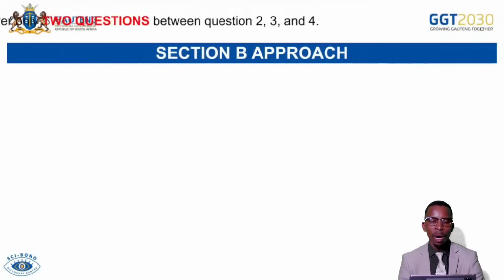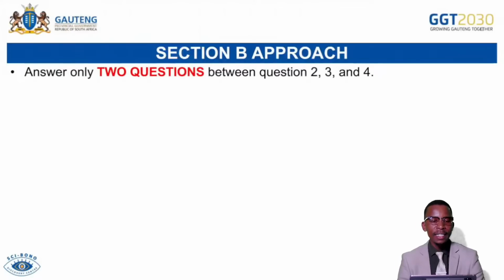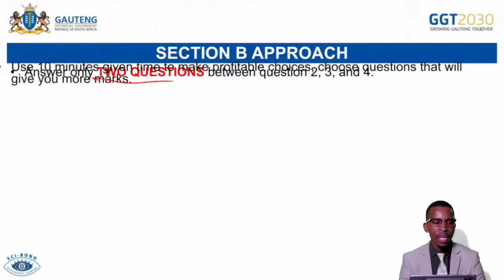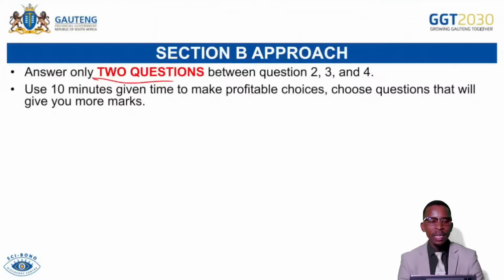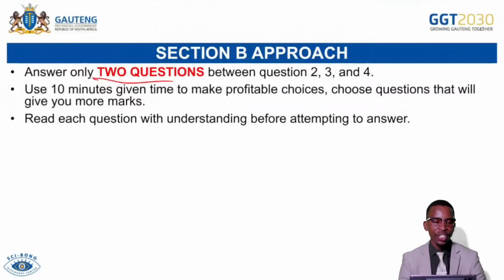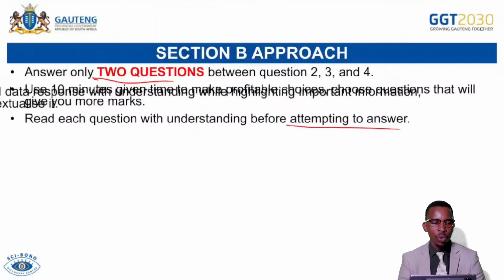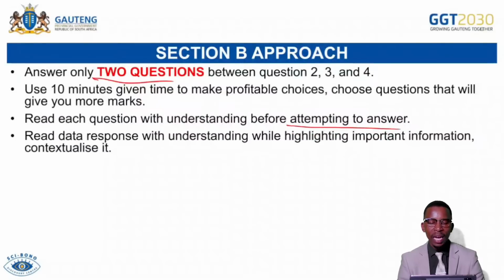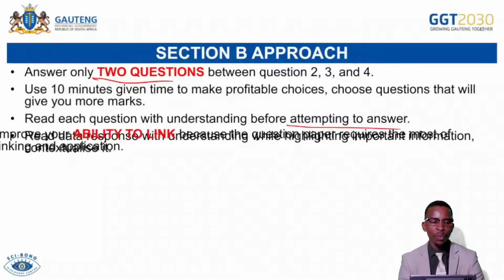And then we continue. How can you approach section B? Answer only 2 questions between question 2, 3, and 4. Do not answer everything. Use the 10 minutes given time to make profitable choices. Choose questions that will give you more marks. Do not fall into the trap of peer pressure. Read each question with understanding before attempting to answer. And then also, read the data response with understanding while highlighting important information. Contextualize it. Make sense of it so that you can get answers correct when you get there.